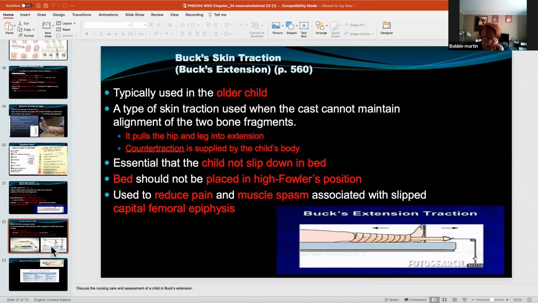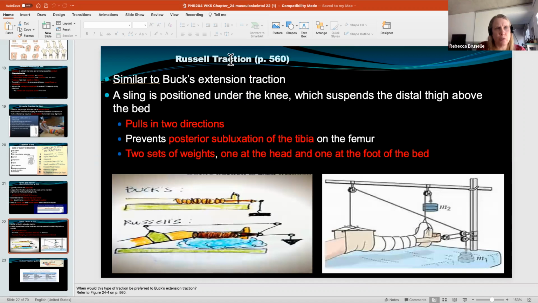So you said that Bryant's is under age 2? Yeah, Bryant's is under age 2 and Buck's is over age 2. Yes. Okay, all right. And there's one that's not talked about as much that's called Russell.